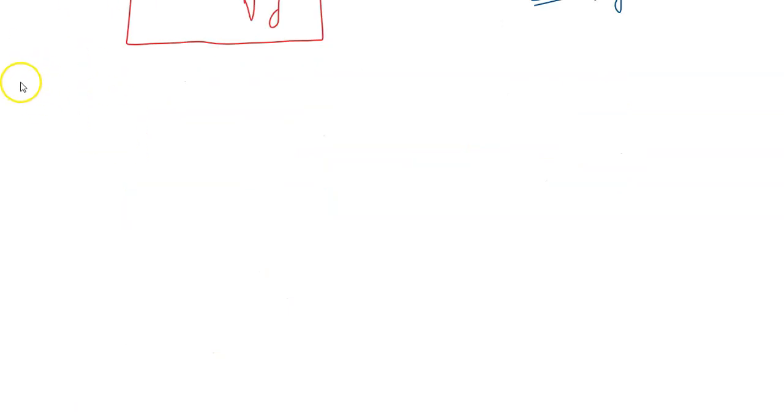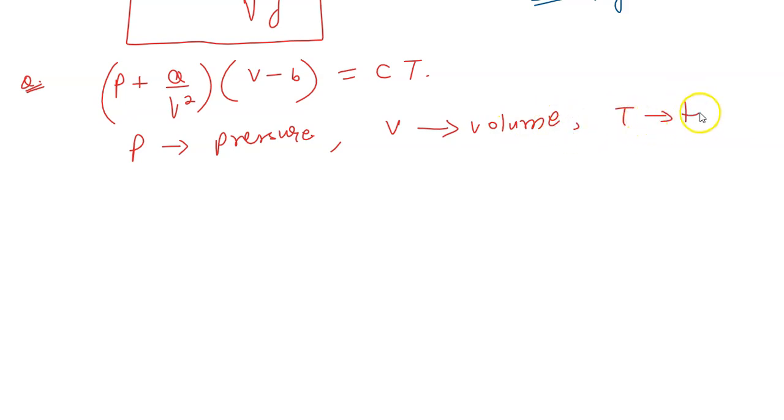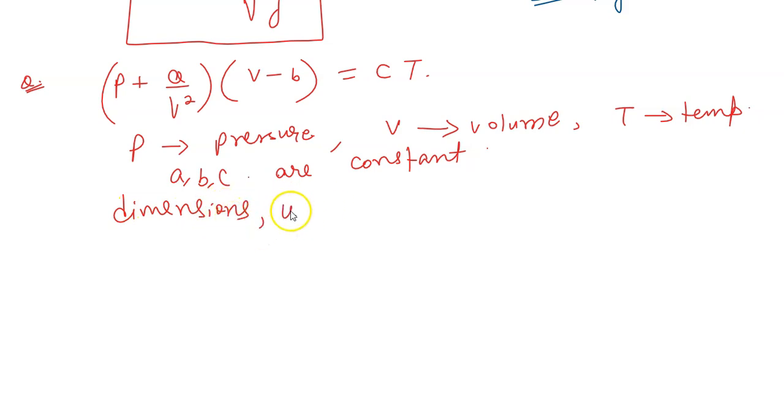Okay, let's say we have another question: P plus A by V square, times V minus B, is equal to CT. This is the equation, and I'll give the meaning. P is the pressure, V is the volume, and T is the temperature. A, B, C are constants, as you can see in this expression. You have to work out the dimensions as well as find out the units of A, B and C.